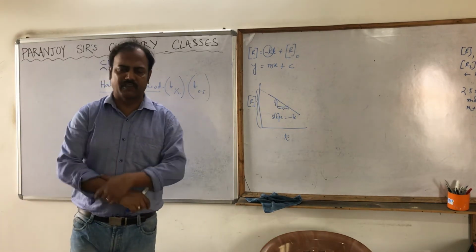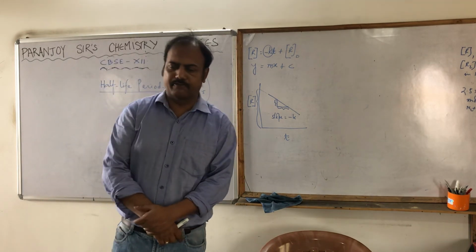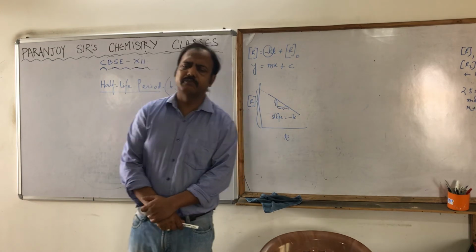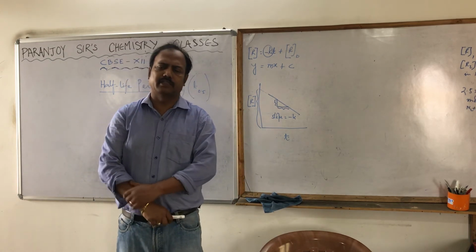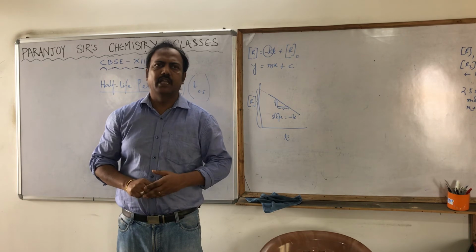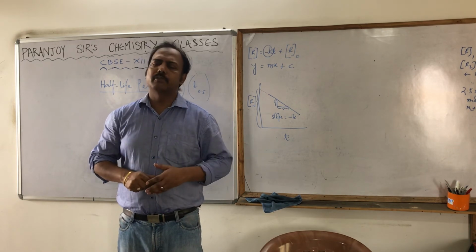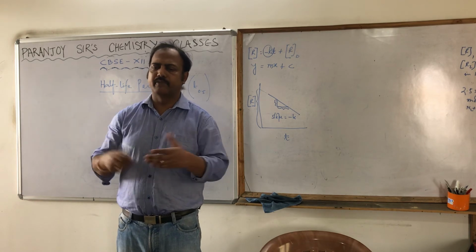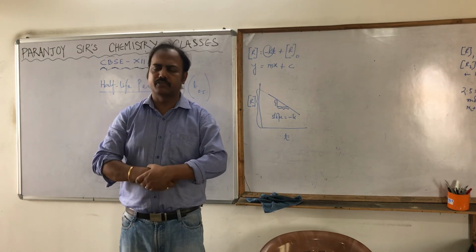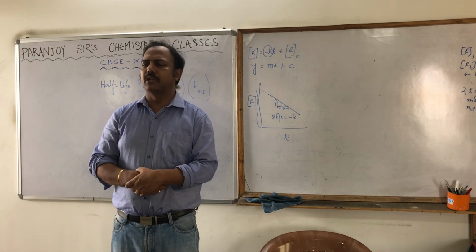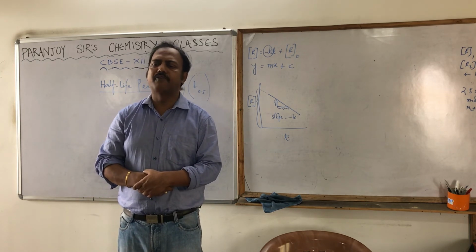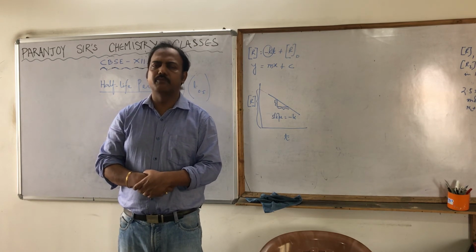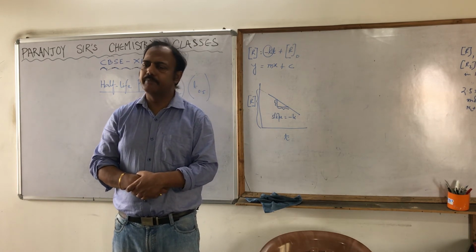Now what is half-life? Suppose we started with 100 gram of reactant. As time goes, the amount of the reactant will decrease, right? From 100 it will become 95, say 90, and so on. One time will come when it will become half of its initial value. If we start with 100, one time will come when it will become 50.